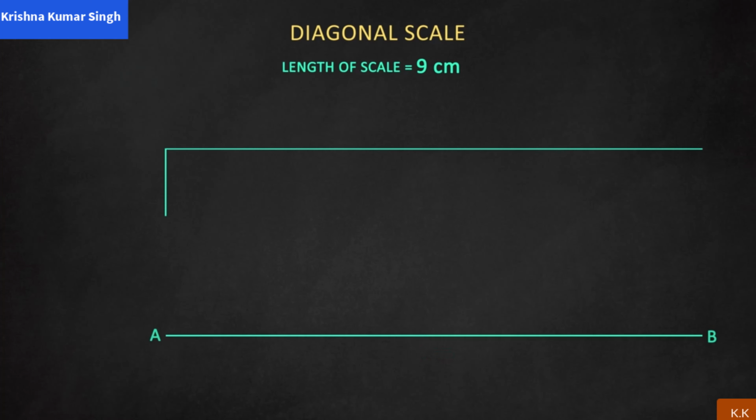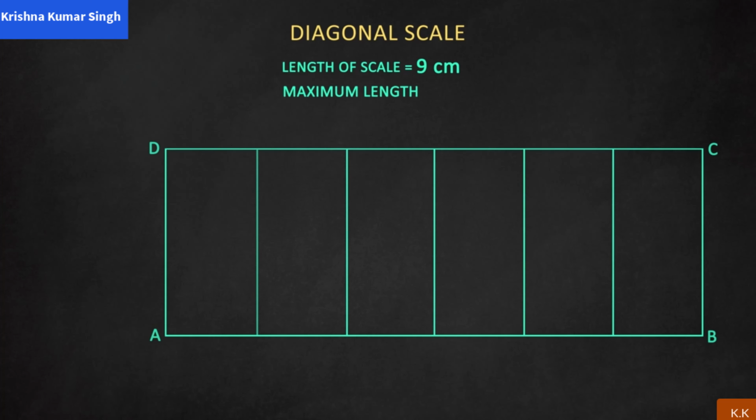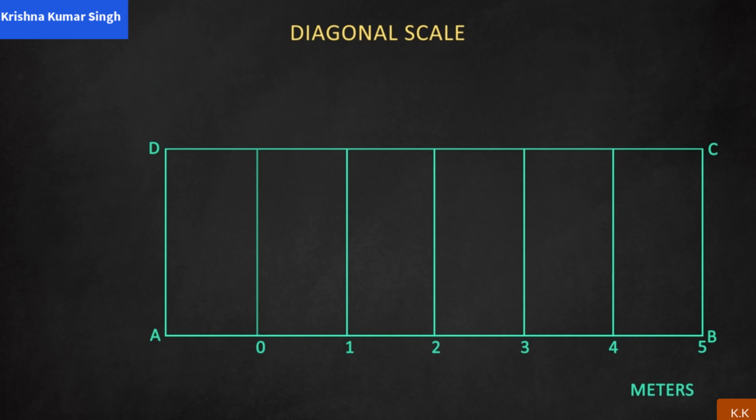Now give a rectangular shape to the scale to make it look like a scale and name the other ends as DC. And divide the line AB into 6 equal parts as the maximum length to be measured is 6 meters. Here each section measures 1 meter. We can now mark the main units as 0 to 5 to the right of the scale. Mention the main unit meters to the right of the scale, and mention RF in the middle.